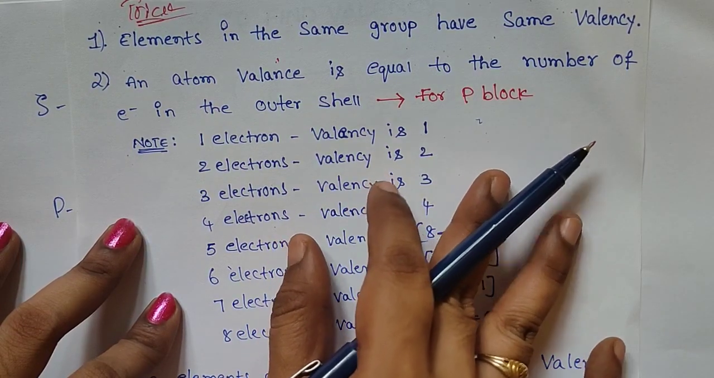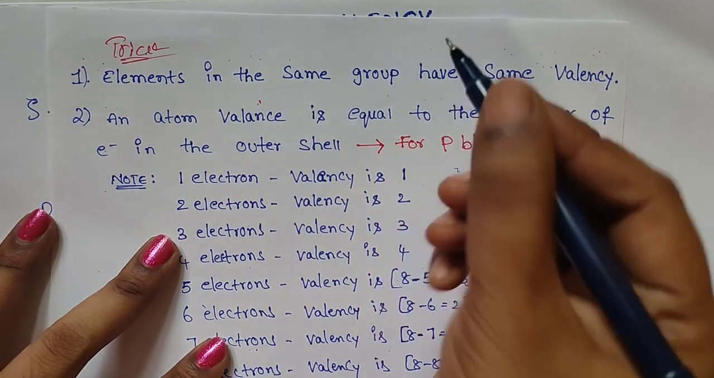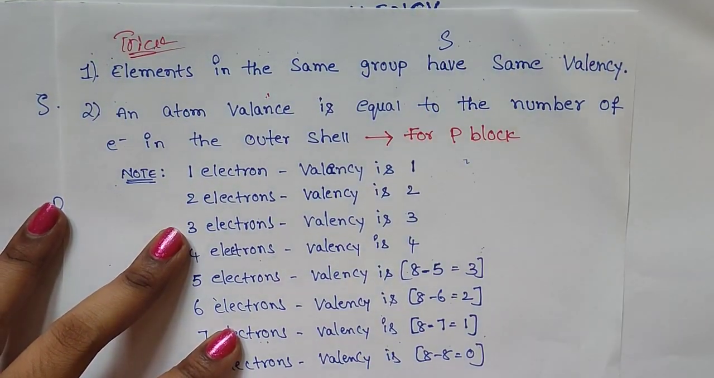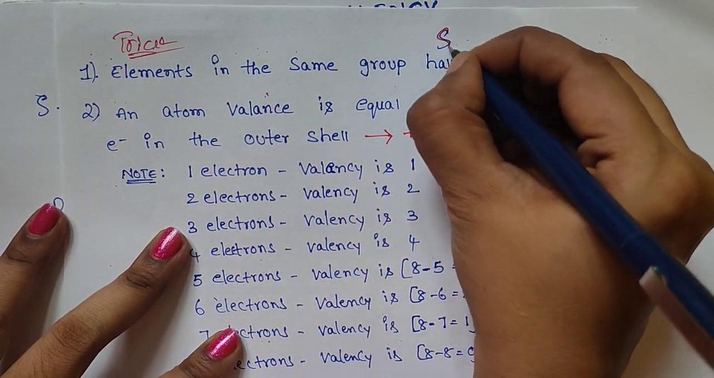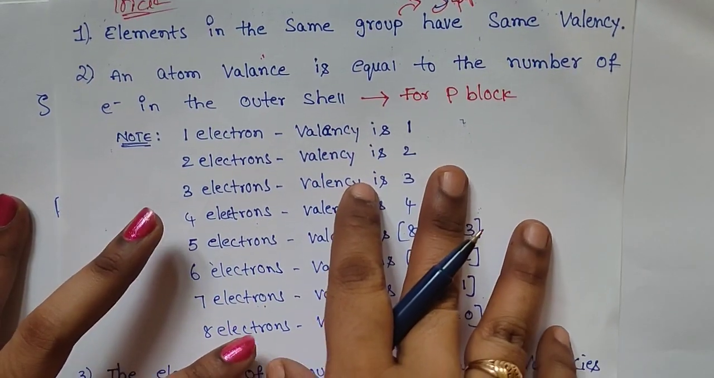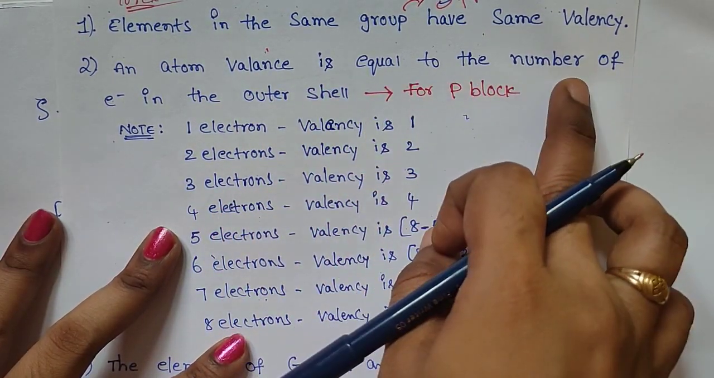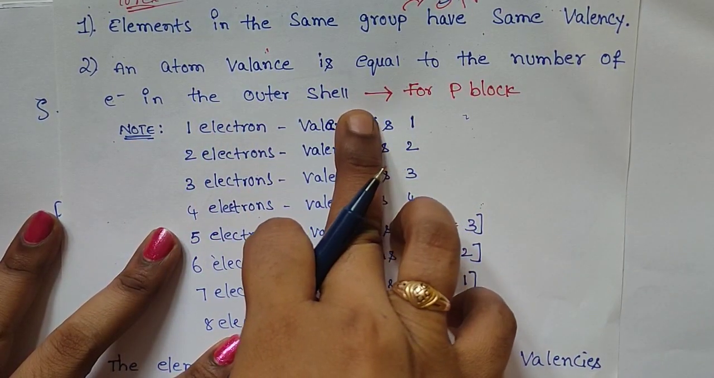This is only for the p block. This is for S and P block. This trick is for S and P block. Then an atom's valency is equal to the number of electrons in the outermost shell.